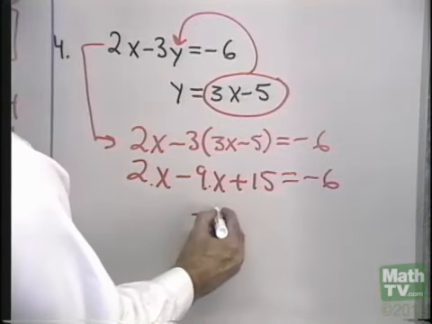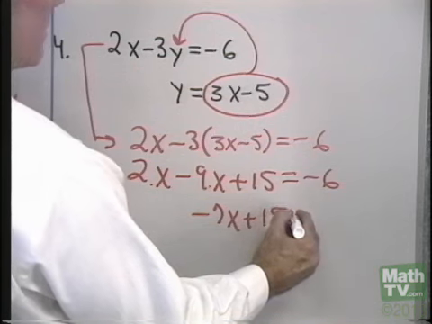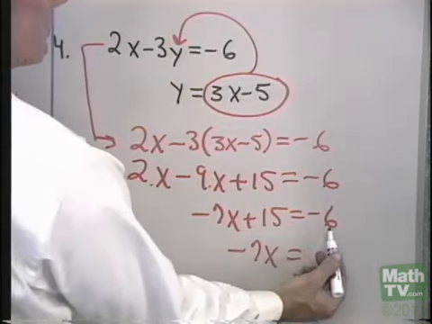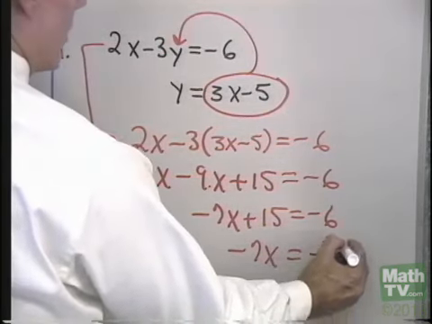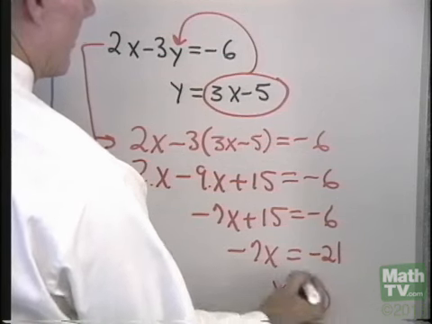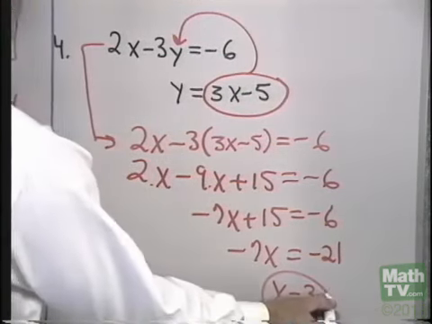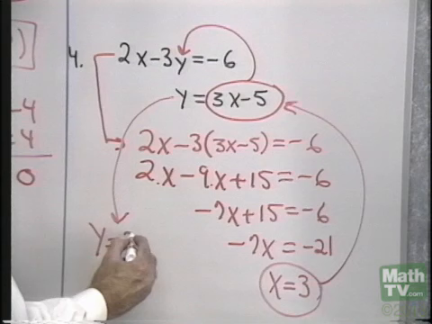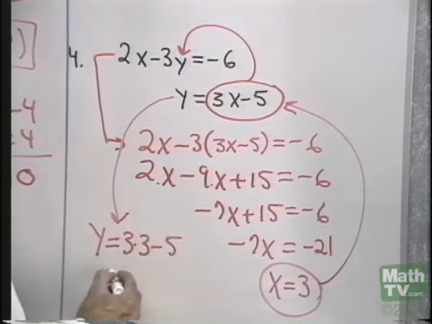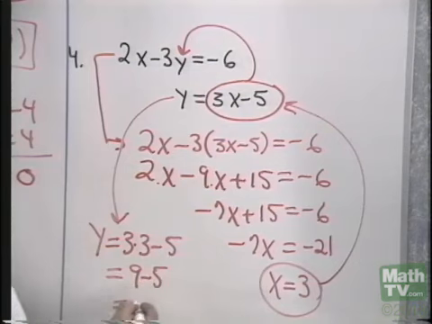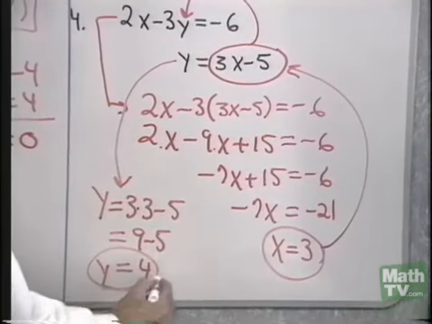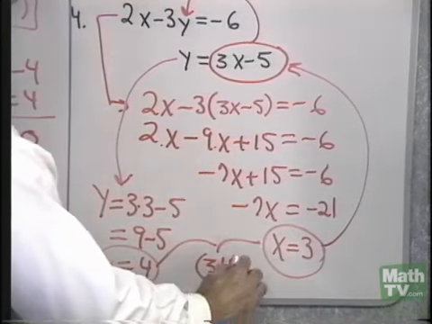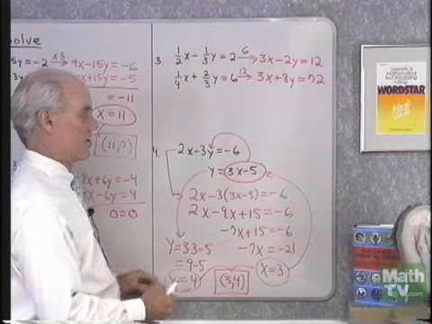2x minus 9x is negative 7x plus 15 equal negative 6. Negative 7x is equal to, I'll add negative 15 to both sides and end up with negative 21. So x is equal to 3. To find y, I'll take this value of x and substitute it back into this equation to get y is equal to 3 times 3 minus 5. That'll be 9 minus 5, which is 4. So y is equal to 4. My system has a solution, the ordered pair x equal 3, y equal 4. That's the solution to this system of equations.